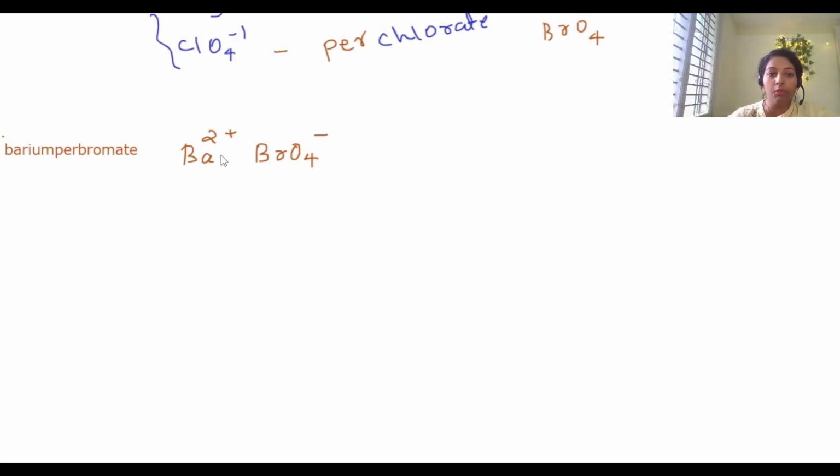So barium perbromate will be what? Ba, BrO4, and you write the parenthesis and 2. If the polyatomic ion is just 1 in number, you don't need to use the parenthesis. Right.